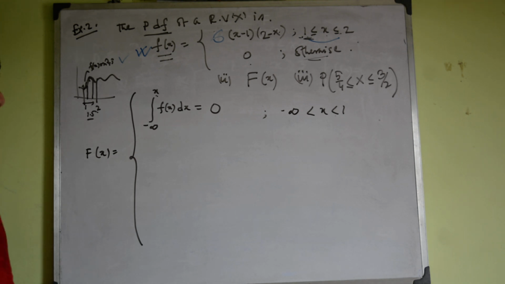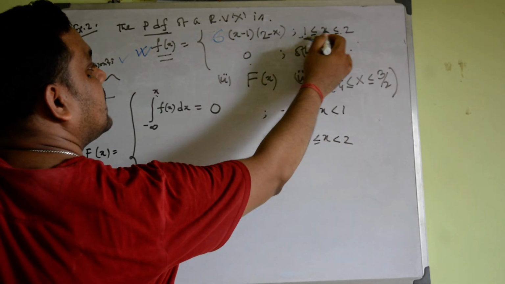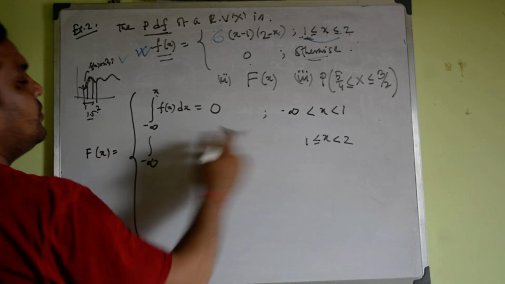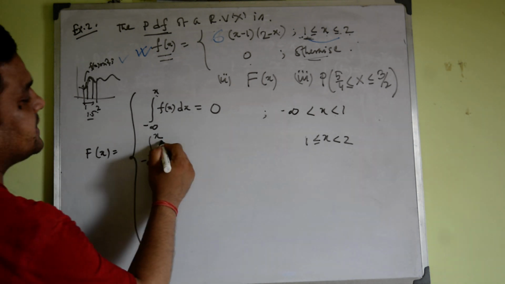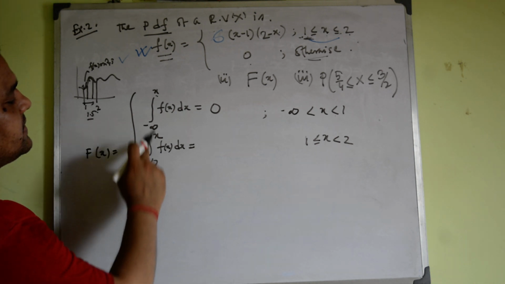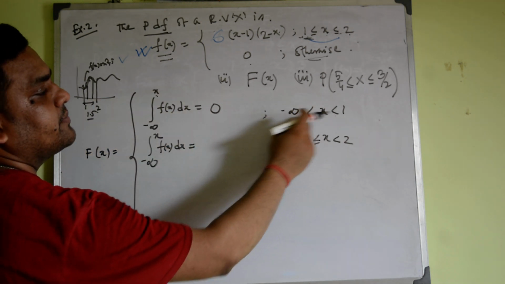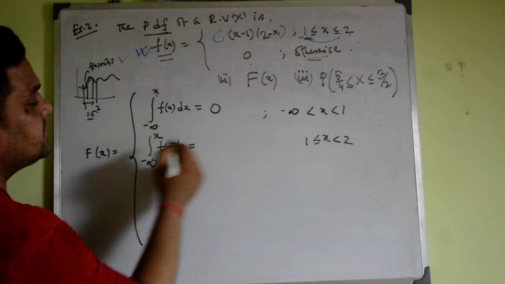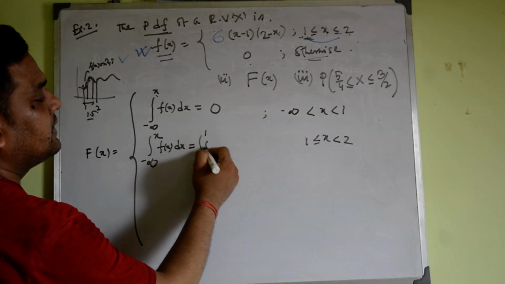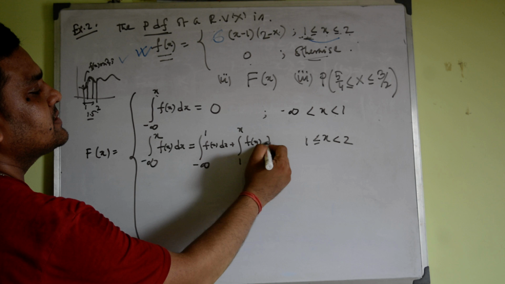Then our next interval, 1 less than or equal to x less than 2. How to draw? You must write minus infinite to x, f(x) dx. Always write minus infinite to x. Here x lies between 1 to 2, so minus infinite to x splits like this: minus infinite to 1, because already we took 1, into f(x) dx, plus integration 1 to x into f(x) dx.